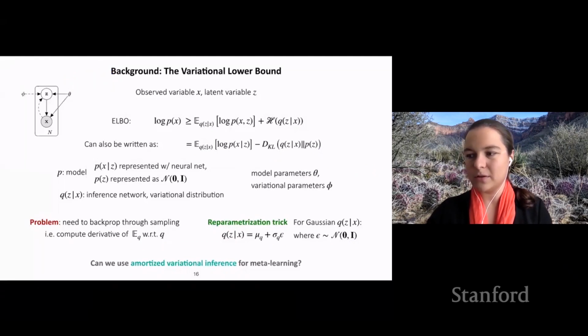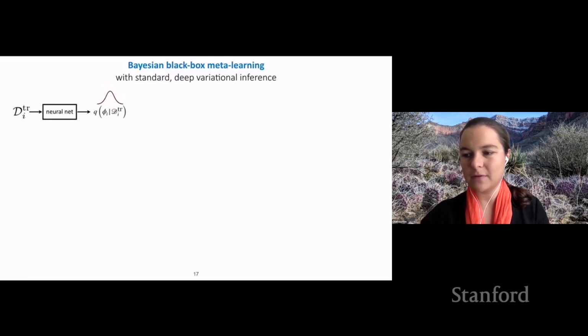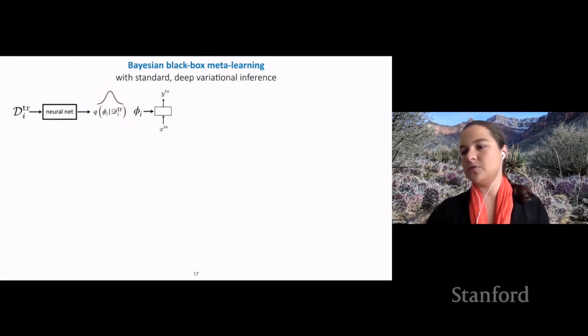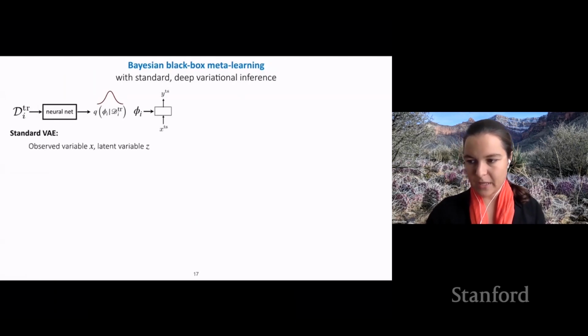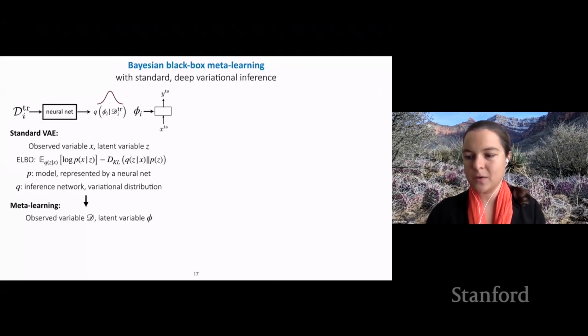So how might we do meta-learning leveraging these techniques? We can consider a setting where we have a black box neural network that takes as input a training data set and outputs a distribution Q of phi. Then we use phi to make predictions. In the standard VAE, we can view the observed variable as x and the latent variable as z, and we can derive a lower bound. In the meta-learning setting, the observed variable is our data and the latent variable is our task parameters. It's an analogy you can make to the standard variational autoencoder.